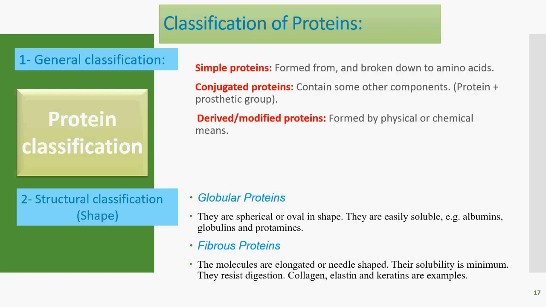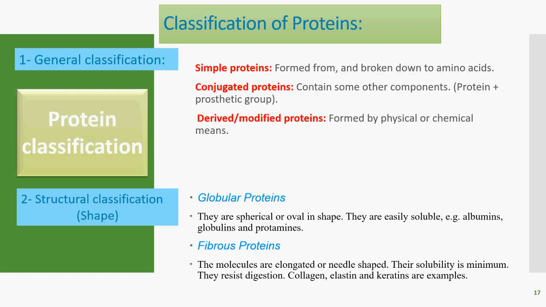In the first classification, the general classification according to the simplicity or the complexity of the polypeptide chain, they can be classified into simple proteins, and this is when you break down the protein, it will give only a series of amino acids, nothing else, or it is formed of only polymers of amino acids.